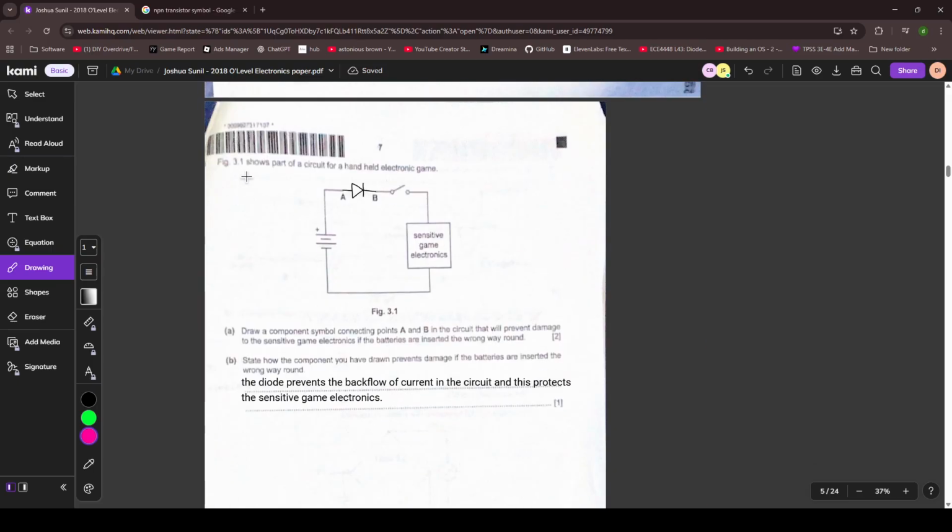Okay. Figure 3.1 shows part of a circuit for a handheld electronic game.